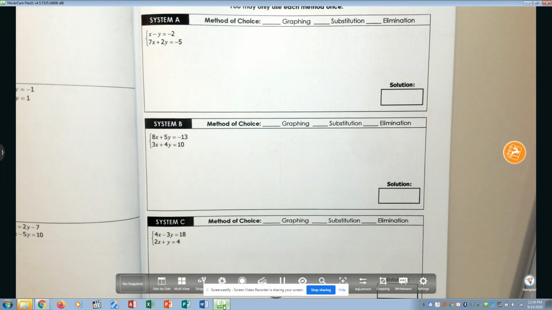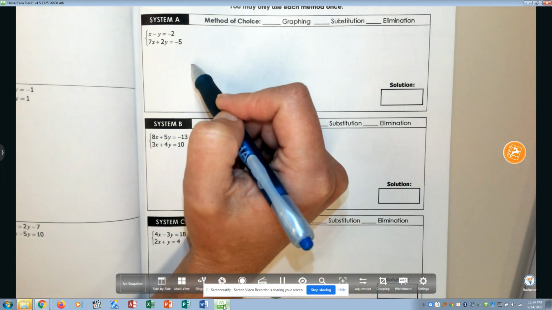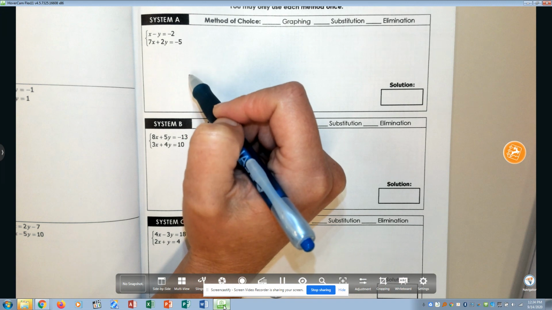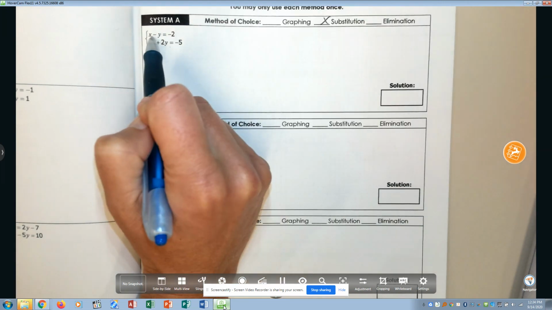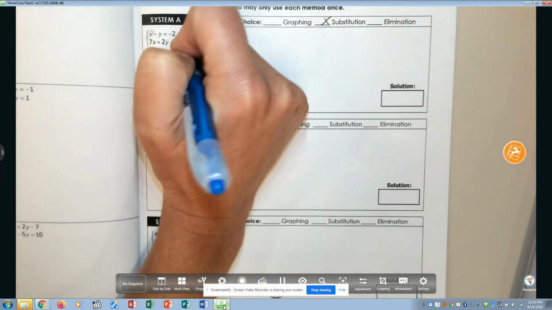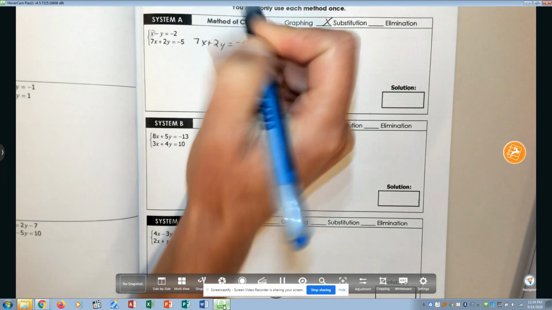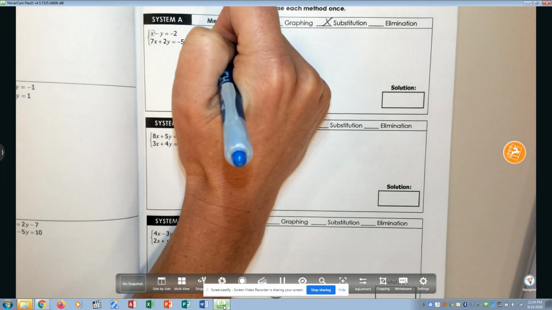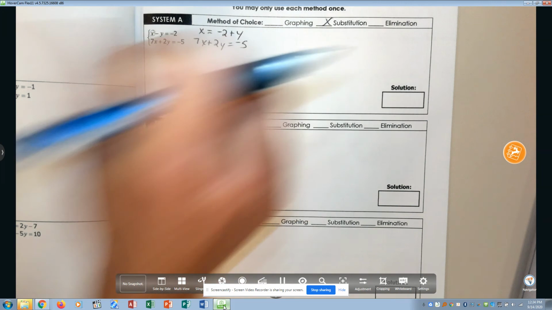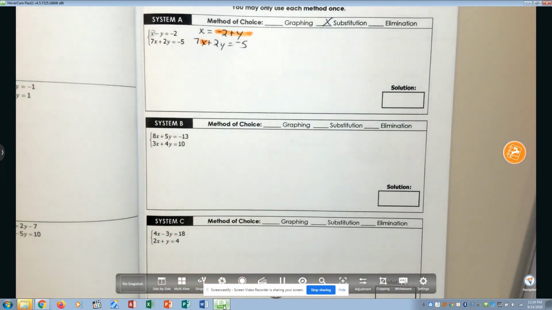Okay, we're back. So, I'm going to look at your answers in Edpuzzle. I'm not really going to mark you down for this because it's all interpretation. But for System A, I would use substitution. Why? Because you can quickly solve for this naked variable. So 7x plus 2y would stay the same, but I'd solve for x here. So x would be equal to negative 2 plus y. And then I would substitute this in for x and then solve.